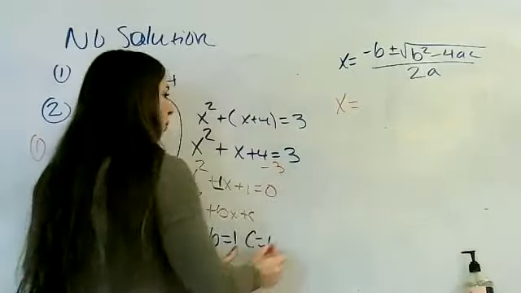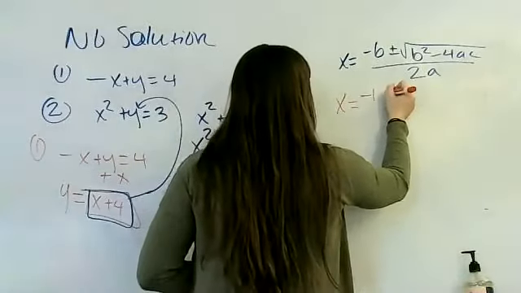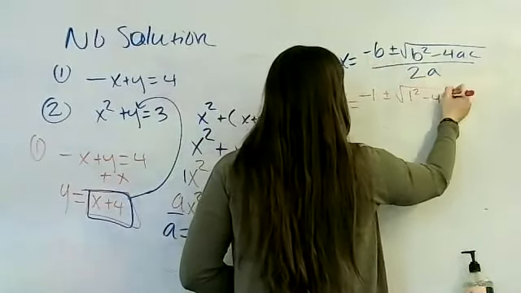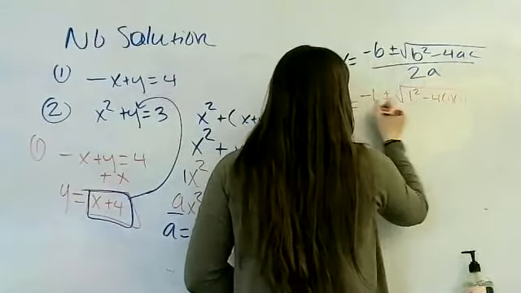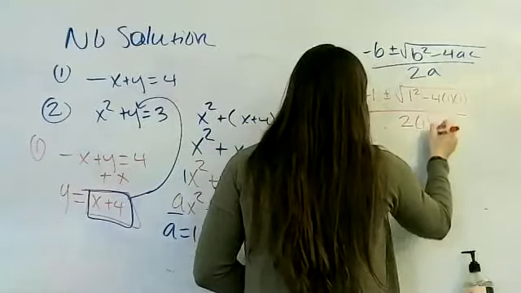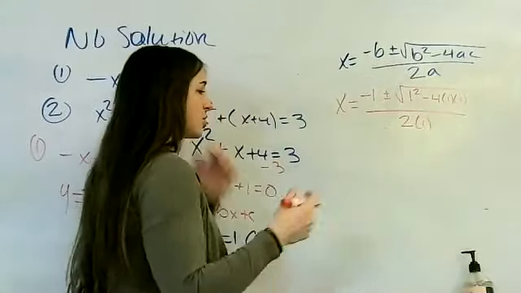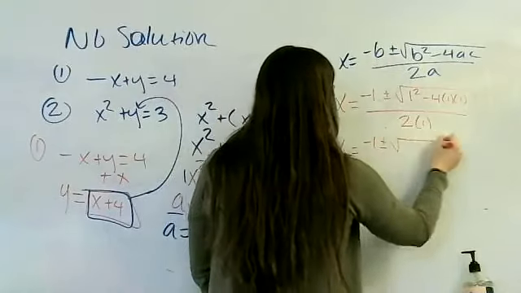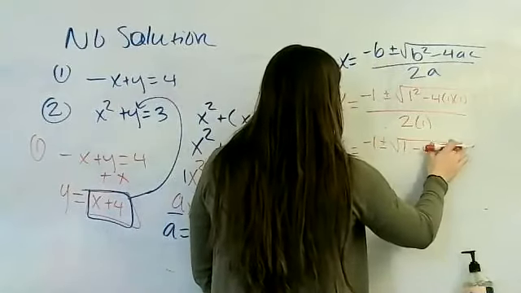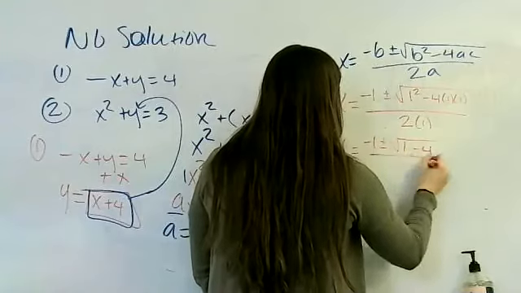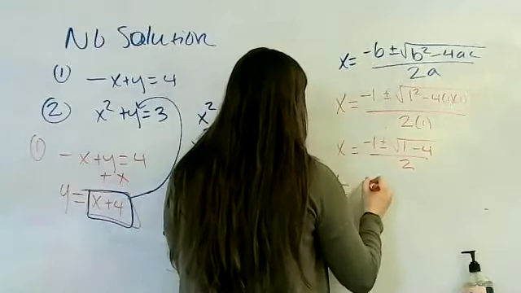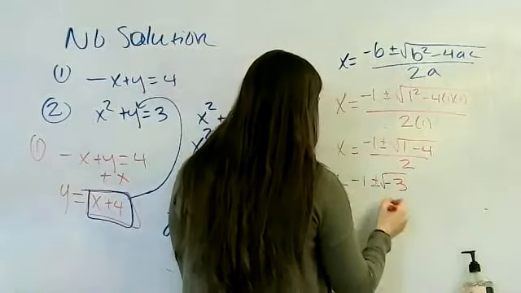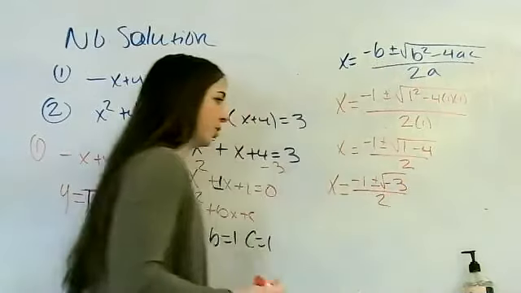So I have a negative 1 for negative b plus or minus 1 squared minus 4 times 1 all over 2 times 1. We start simplifying. Negative 1 plus or minus 1 minus 4 all over 2. Giving me negative 1 plus or minus the square root of negative 3 all over 2.